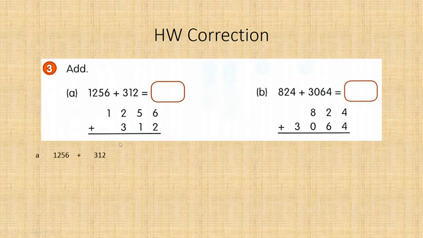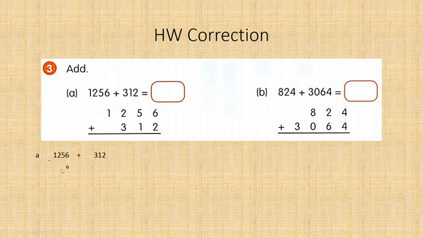Look, you have a lot of methods to do the addition. It's the normal method like that, as you learned before in year 2 and year 1. You can add 6 plus 2 equals 8, 5 plus 1 equals 6, 2 plus 3 equals 5, and 1 is going to be the same one. Or you can use the adjusting method as we did in the first question.